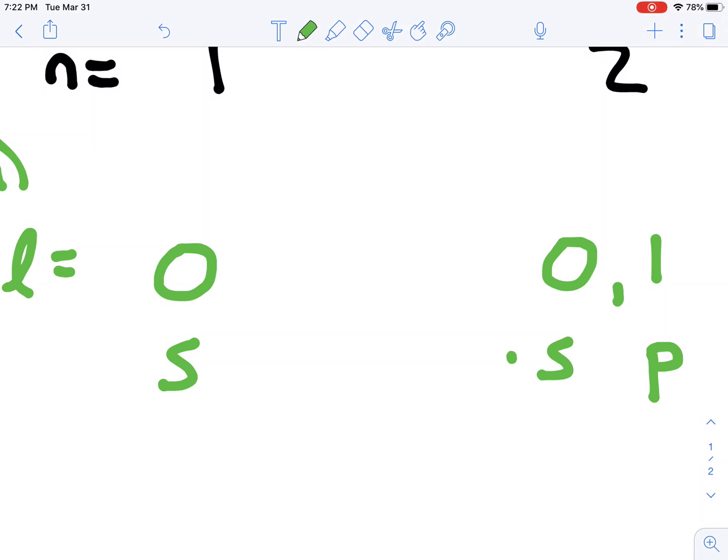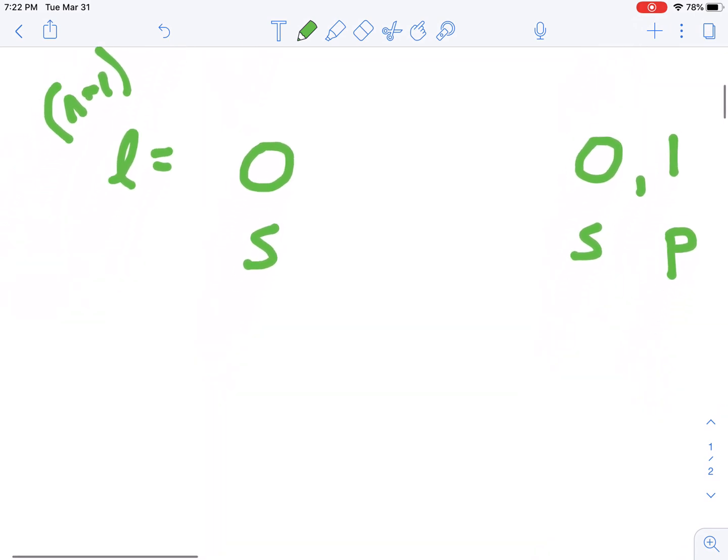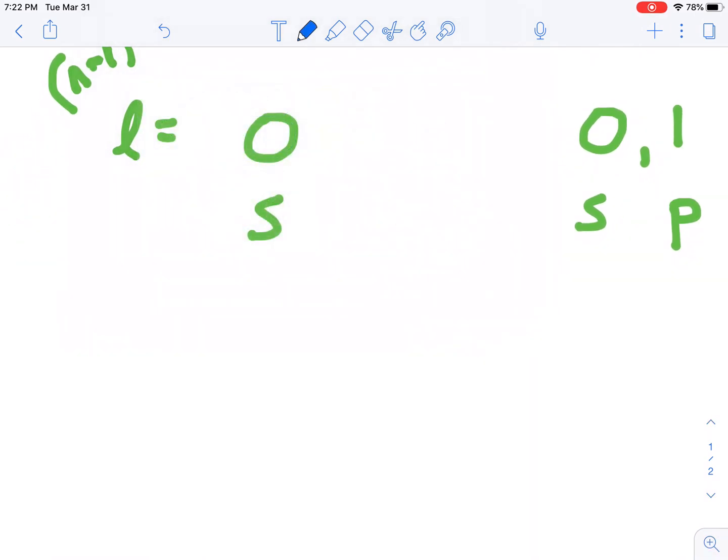Let's now do m sub L. So m sub L, pick another color, let's go blue. M sub L has some different values, right? M sub L, we didn't talk about very much in the notes that we just looked at, but it turns out M sub L can range from positive L to negative L. So if L equals 0, positive 0 and negative 0 isn't really a thing. So M sub L in an s orbital always equals 0, because positive 0 and negative 0 are the exact same thing.